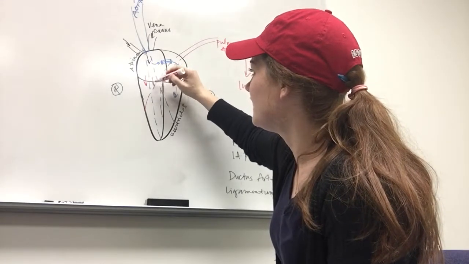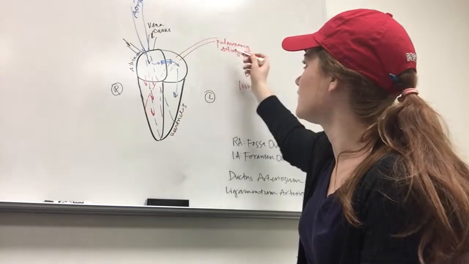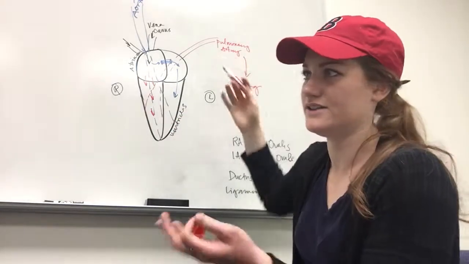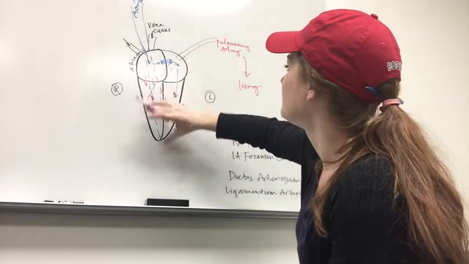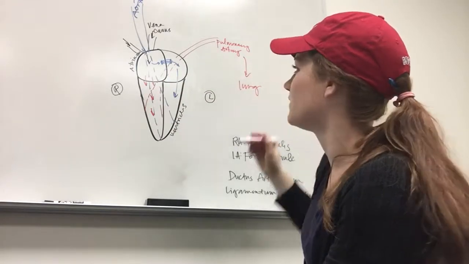So when blood does get down into this right ventricle, it's still going to try and go through the pulmonary artery because it has to go somewhere. So this buildup of blood is going to go through this pulmonary artery and then would compromise the lungs.